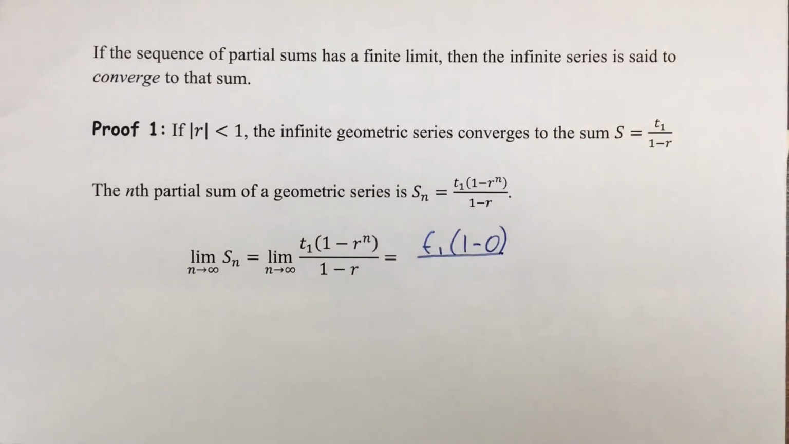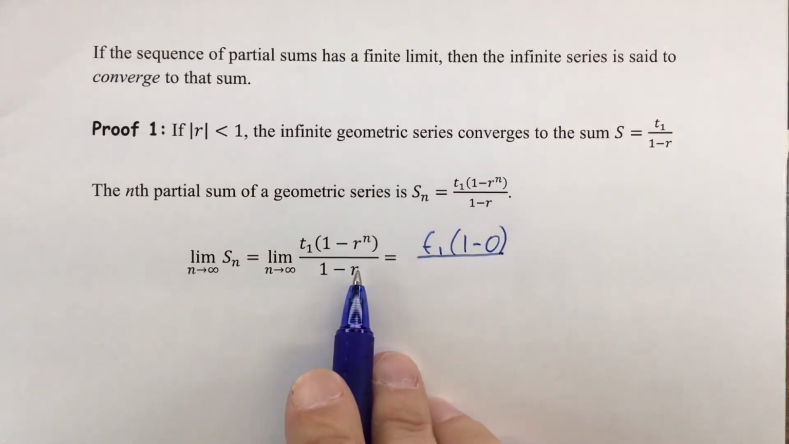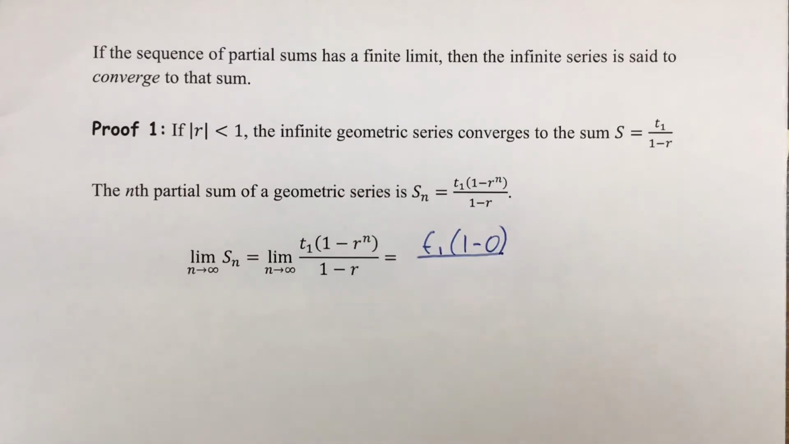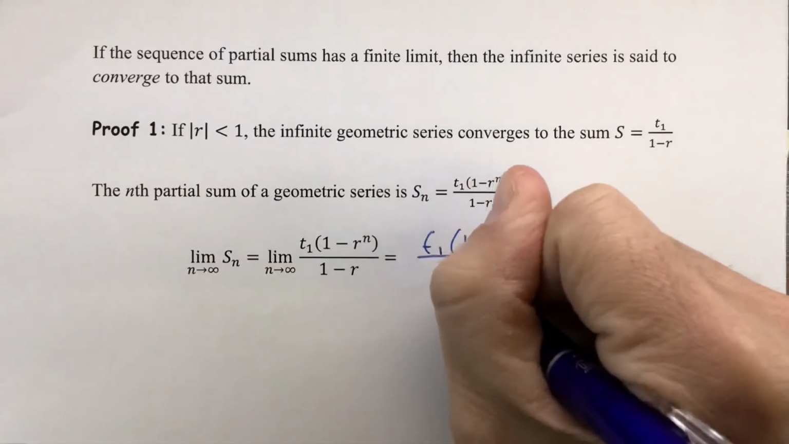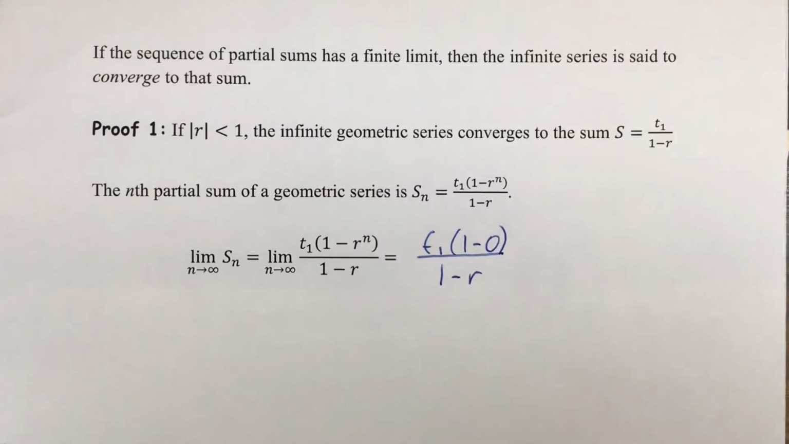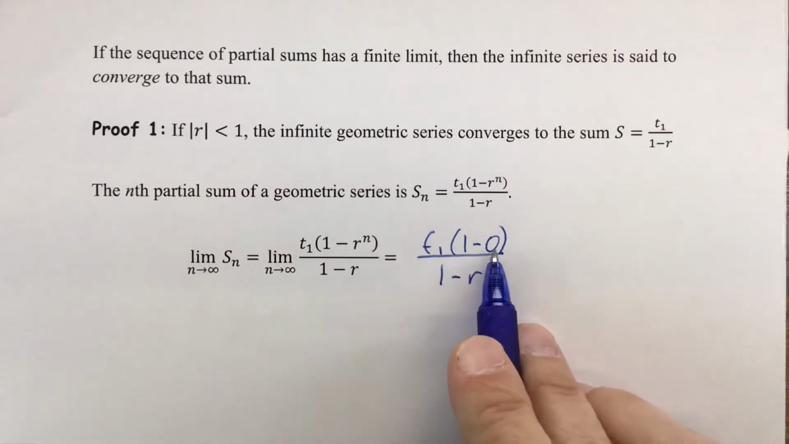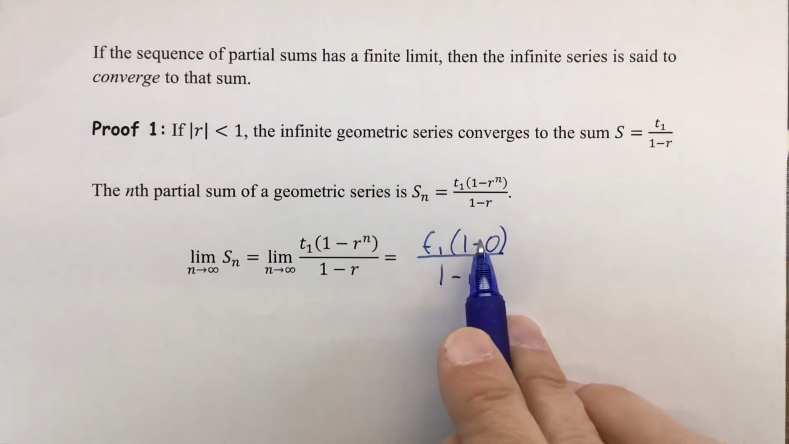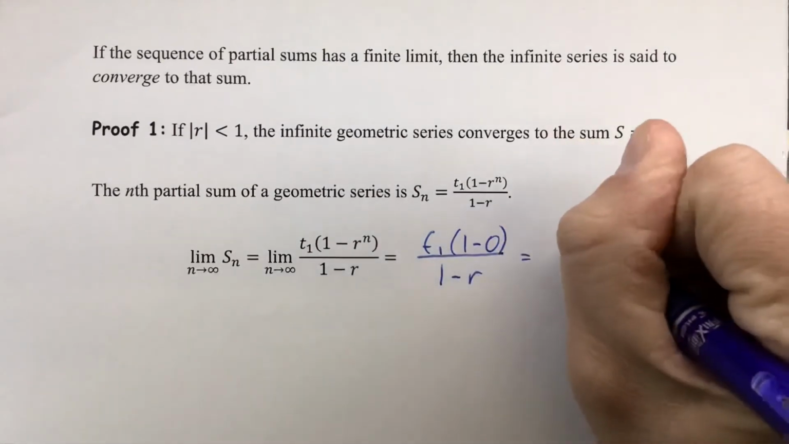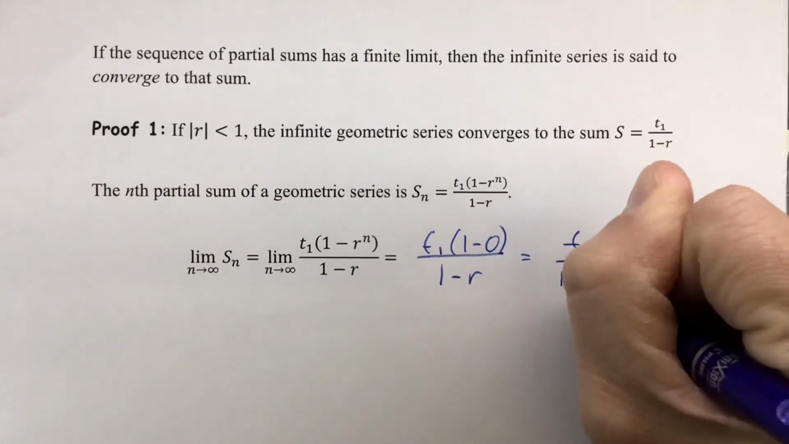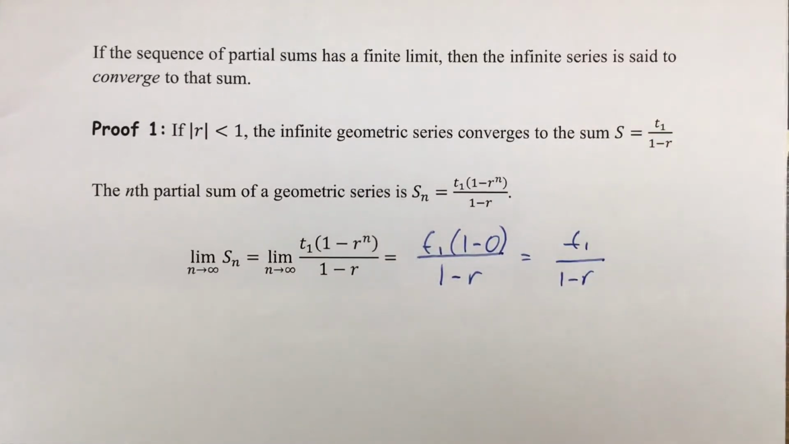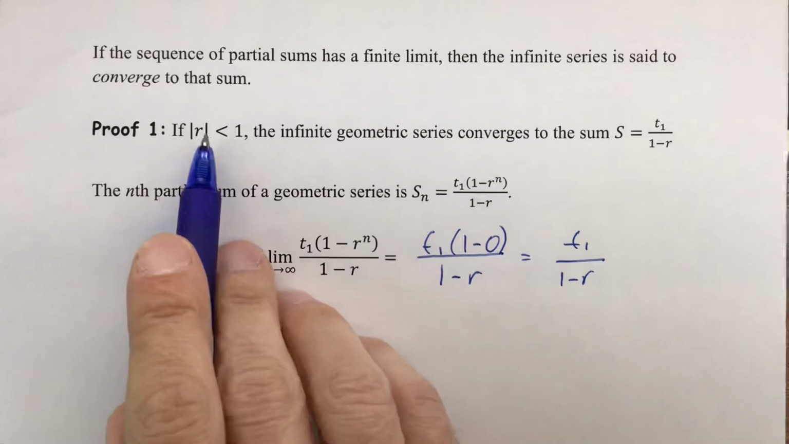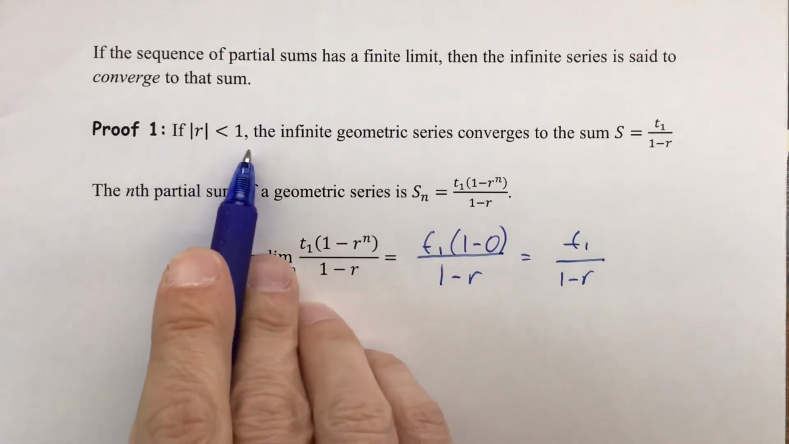Now for the bottom, the R isn't getting raised to a power, and we don't know what the R is, so we have to leave in the 1 minus R. But look what happens on the top. You have 1 minus 0, which is really just 1. So if this is 1, and you multiply that by T1, you get T1, and there's your denominator, 1 minus R, which is this. And that's how you can calculate the sum of an infinite geometric series if the absolute value of R is less than 1.